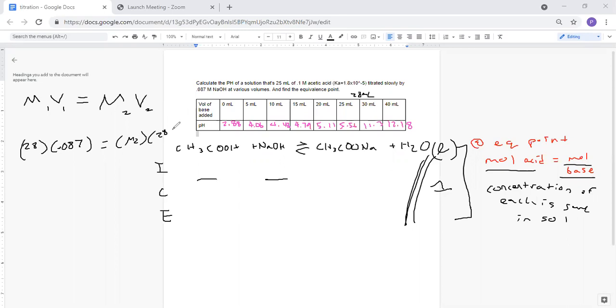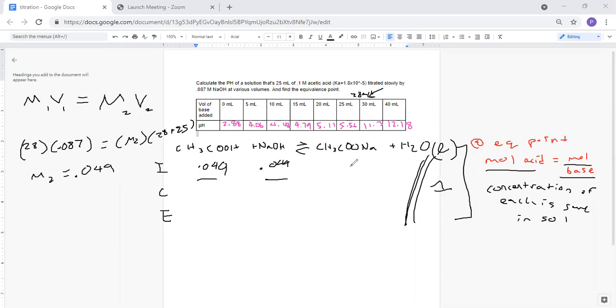Okay, so 28 plus 25. All right, now that we have M2, we can find that finally. We have 0.0459 for this molarity. And it's going to be the same for both, because we already found out this is the equivalence point, right? So our acid and our base are going to have this molarity. Cool.